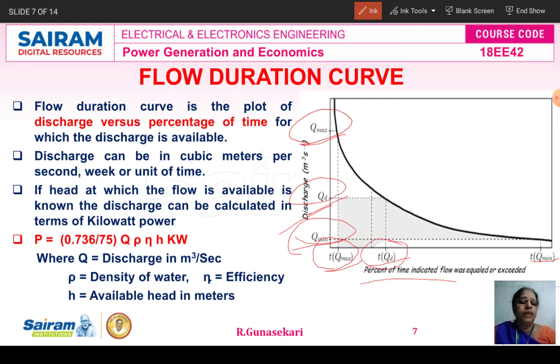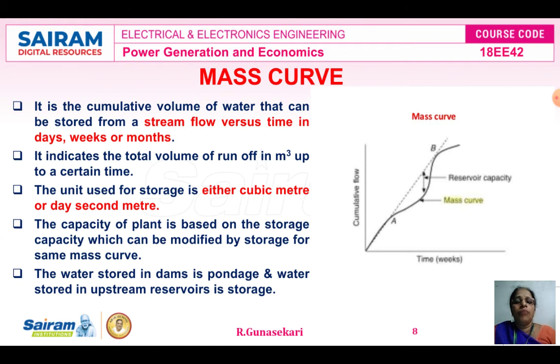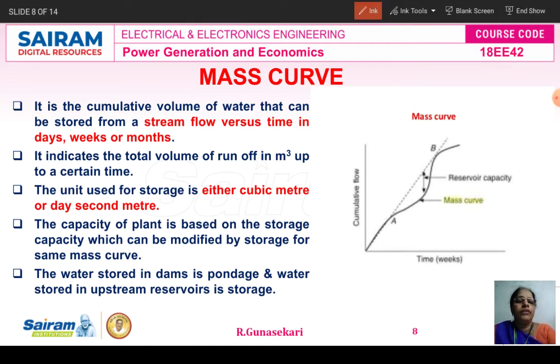TQD is the time at the time of design flow. TQ minimum is the time at the time of minimum discharge. Okay. Then mass curve. What is the difference between the flow duration curve and mass curve? The flow duration curve, y-axis is discharge, x-axis is time. Here x-axis is time, but the y-axis is cumulative flow only we are taking. You see, this is the cumulative flow, x-axis is time. So this is the difference between the mass curve and the flow duration curve.